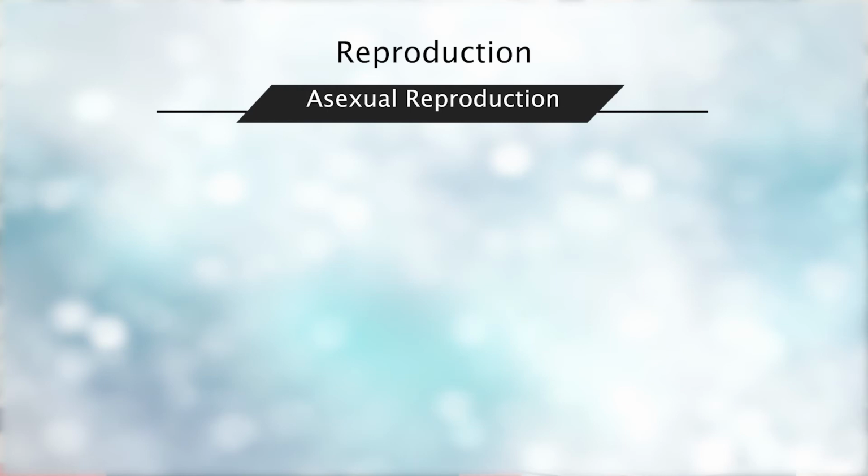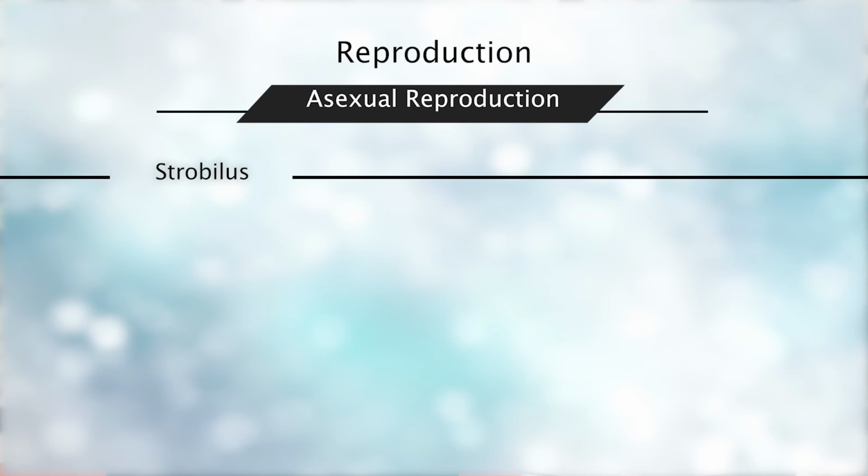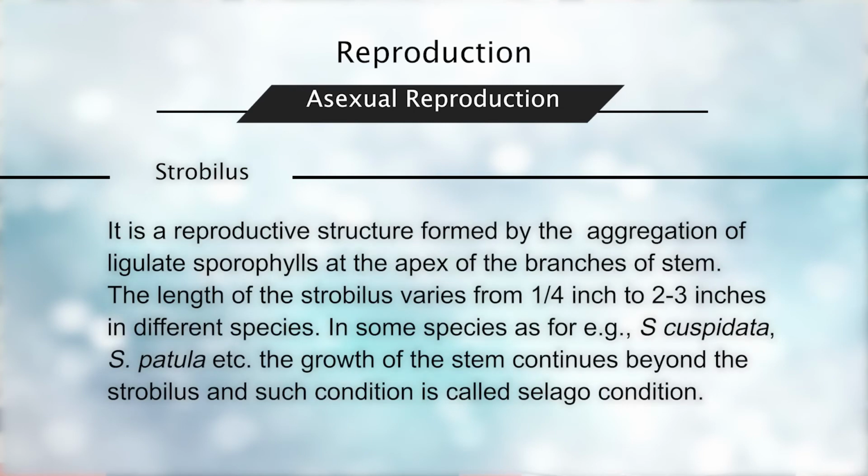So as I mentioned earlier, asexual reproduction takes place with the help of spores. Now, the spores are present in a structure called strobilus. This strobilus is a reproductive structure formed by the aggregation of ligulate sporophylls at the apex of the branch of the stem. In some species, the growth of the stem continues beyond the strobilus, and such a condition is called selago.